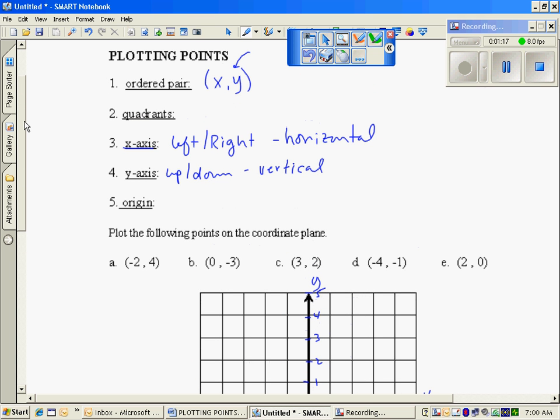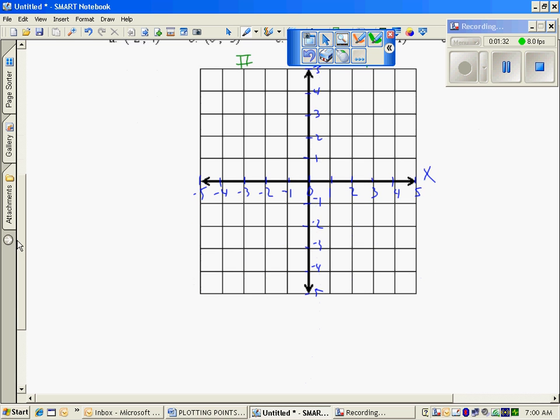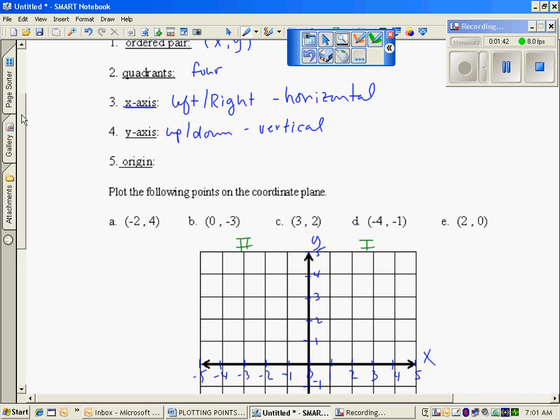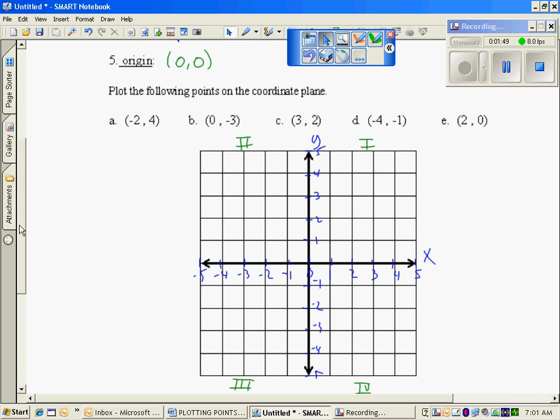Now quadrants, there are 4 of them, and you can see them, and they are formed by these two intersecting number lines. On the upper right is quadrant 1, the upper left is quadrant 2, the lower left is quadrant 3, and the lower right is quadrant 4. And we have one particular point that we like to designate, and that's called the origin. That's the point (0, 0), where these two crosshairs intersect. Right here is the ordered pair (0, 0).